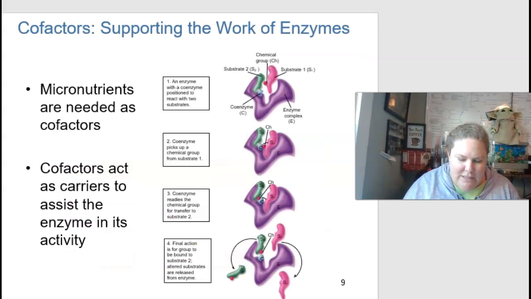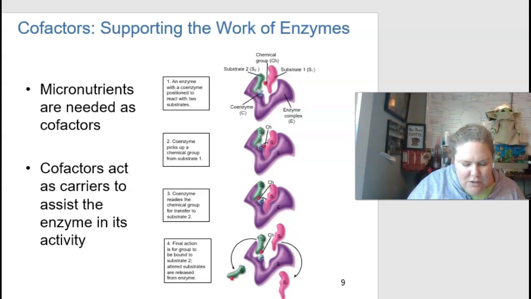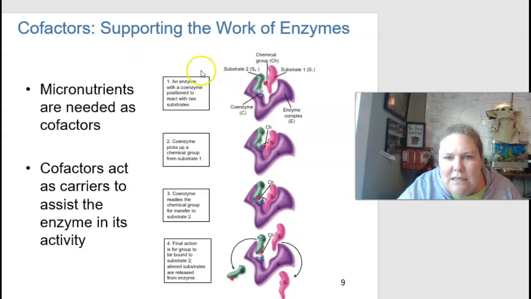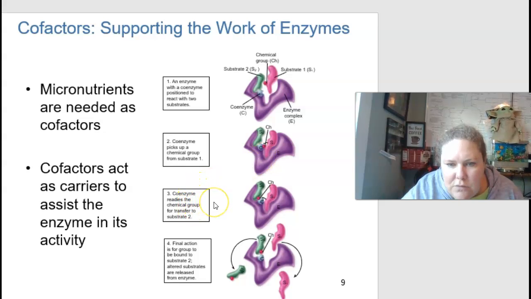Looking at those cofactors again, cofactors support the work of these enzymes. This is figure 8.5, the carrier functions of coenzymes. Many enzymes use coenzymes to transfer chemical groups from one substrate to another. In A, the enzyme with the coenzyme is positioned to react with two different substrates. The coenzyme picks up a chemical group from substrate 1 and readies it for transfer to the second. The final action is for that group to be bound to the substrate. Then the two altered substrates are released from the enzyme.